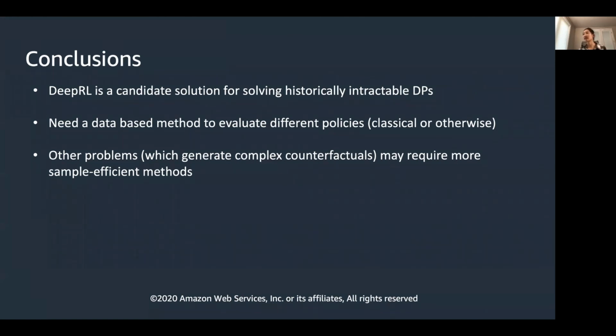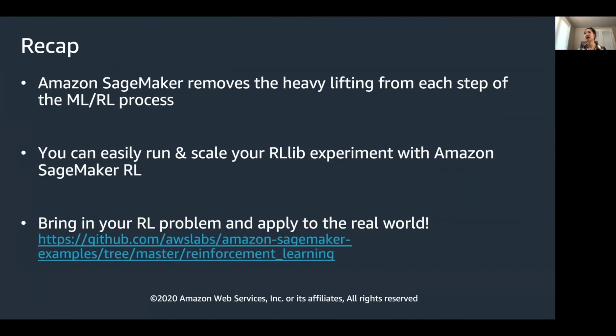Great, so this serves as the end of the second part of the presentation. Let's do a quick recap. Recall that this presentation mainly contains two parts. The first part focuses on Amazon SageMaker RL, whereas the second part focuses on the inventory management problem. Please note that while the two components seem orthogonal, they are related in the sense that you can always bring the created simulator for the inventory problem into SageMaker RL to train your RL algorithms. With that being said, Amazon SageMaker removes the heavy lifting from each step of the RL process, and you can easily run and scale your experiments.